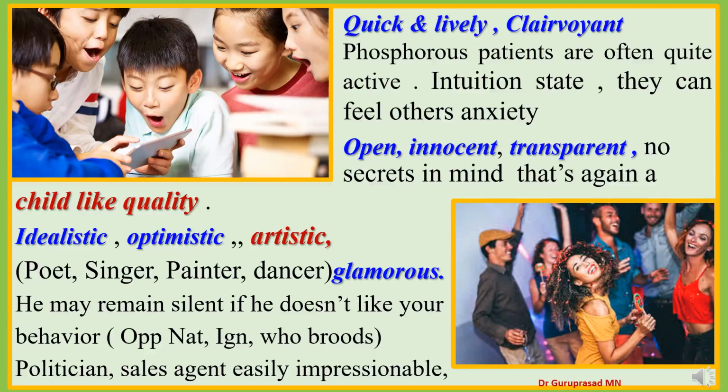They have a clairvoyant state of mind. Even in high temperature, the Phosphorus person, the Phosphorus child, is very active. They know that something is going to happen. They have an intuitive state. They can feel others' anxiety.